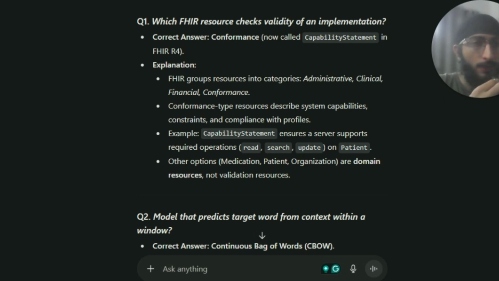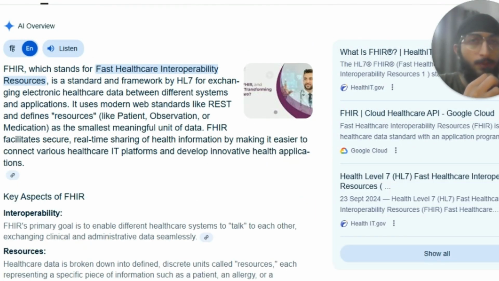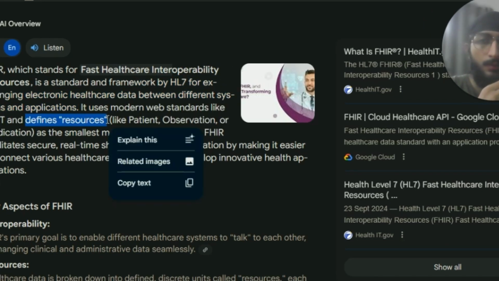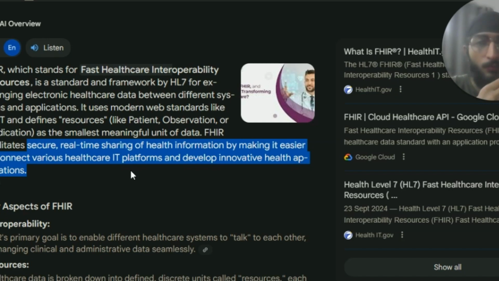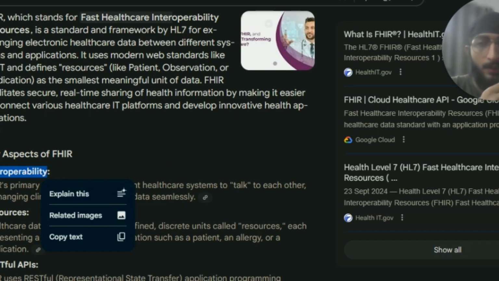So firstly, let us discuss what FHIR is. FHIR is basically Fast Healthcare Interoperability Resources. Let me show you the exact definition. FHIR stands for Fast Healthcare Interoperability Resources, which is a standard and framework by HL7 for exchanging electronic healthcare data between different systems and applications. It uses modern web standards like REST, defines resources like patient, observation or medication as the smallest meaningful unit of data. It facilitates secure real-time sharing of health information by making it easier to connect various healthcare IT platforms and develop innovative health applications. Some key aspects of FHIR are interoperability, resources, RESTful APIs.